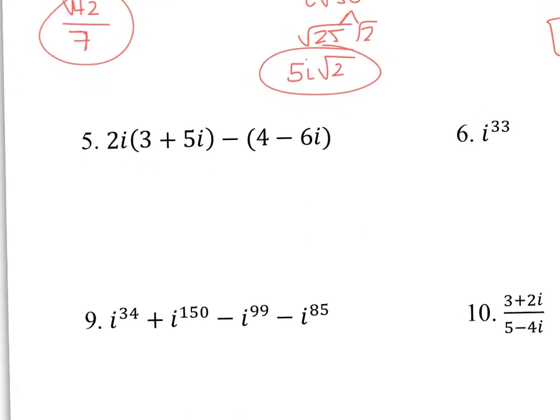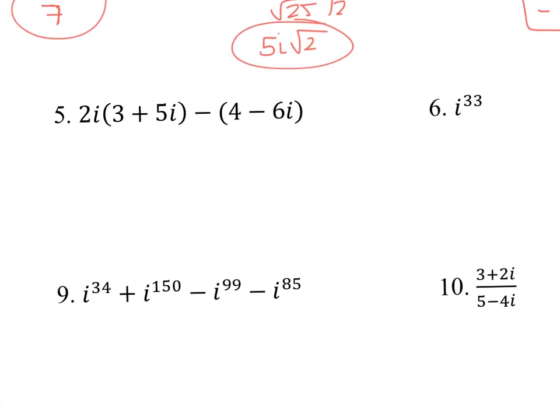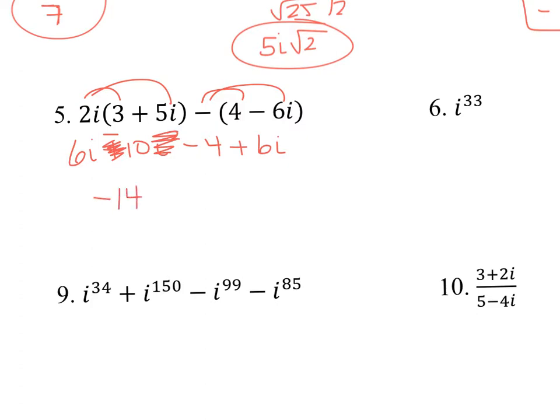So now we're going to go over to number 5. I have to distribute 2i, and then over here I have to distribute a negative 1. So I have 6i plus 10i squared minus 4 plus 6i. I see i squared, so I'm going to instantly make it negative, and now I'm just going to clean stuff up. I always do the real number first, so negative 10 and negative 4 make negative 14, and then I have 6i and 6i, which make 12i, and I'm done.